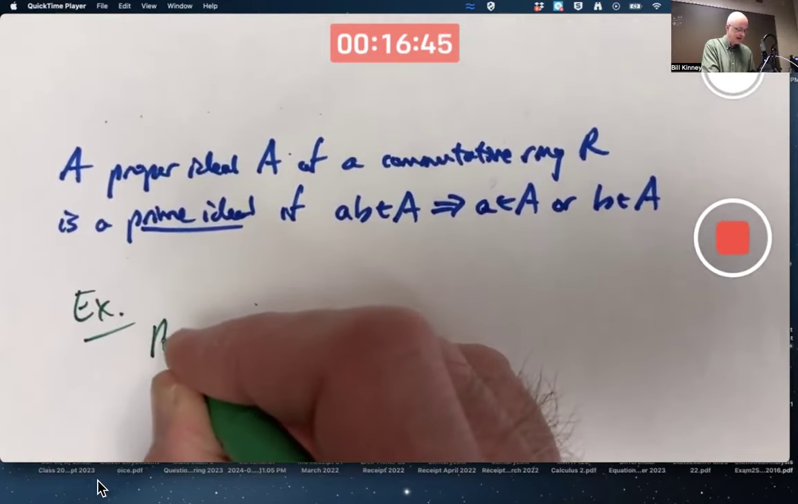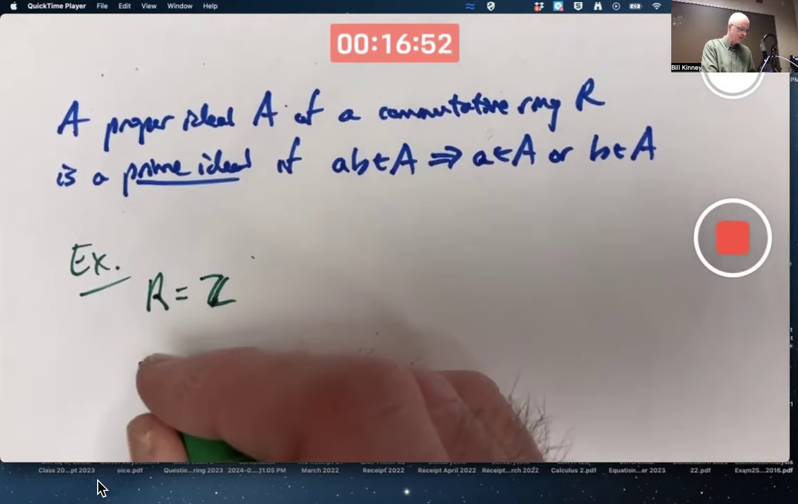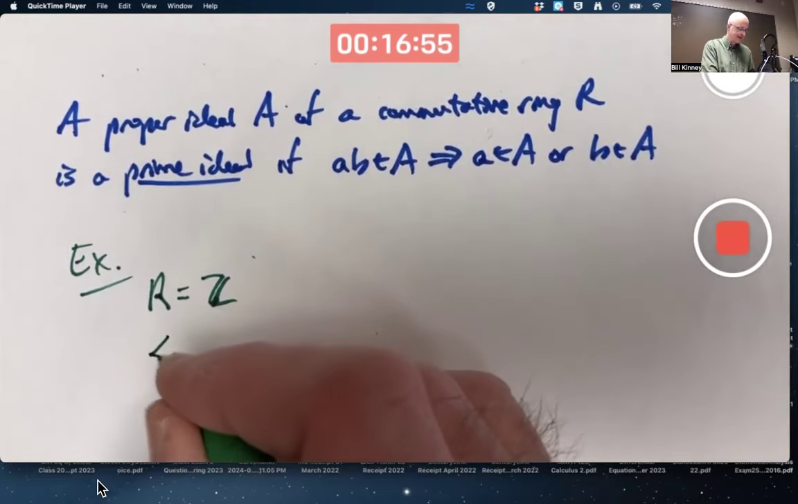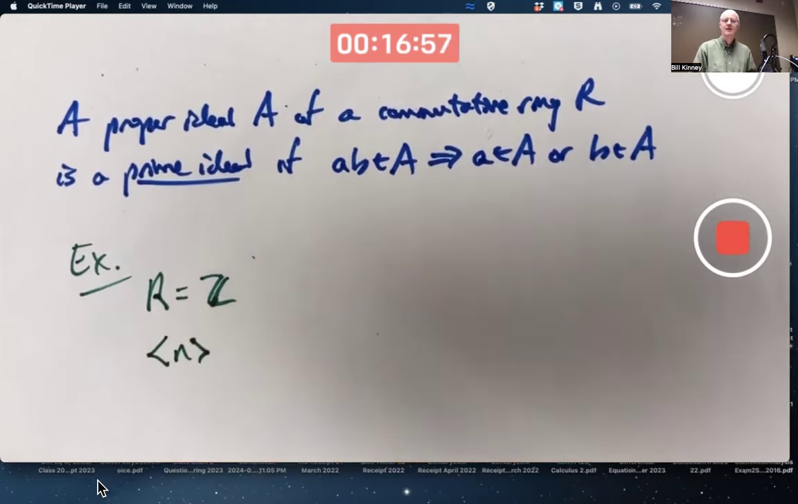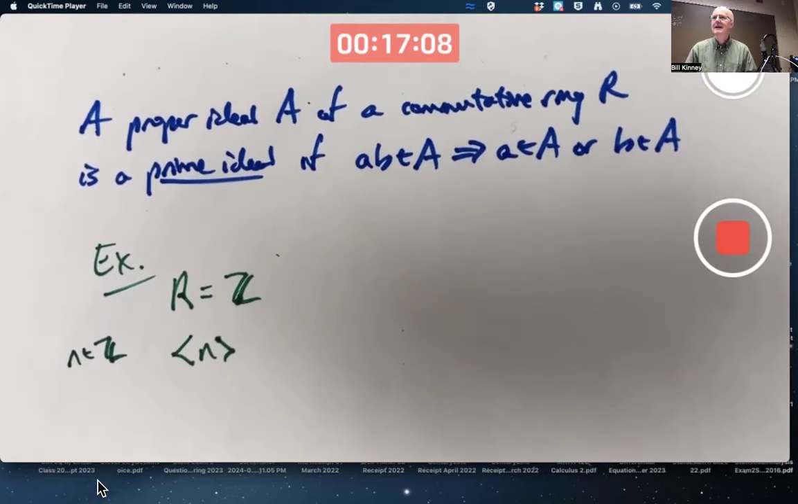The example is to let the commutative ring be the integers. We do know that this notation represents what we call the principal ideal generated by the element n. Let's say n is an integer. It's the same kind of notation as the cyclic subgroup generated by n.